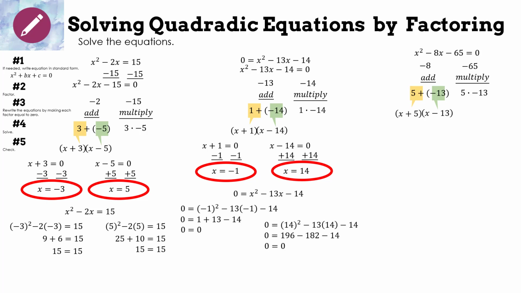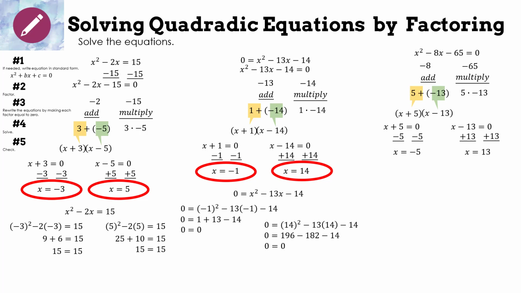Step number 3 is to rewrite the equations by making each factor equal to 0. So we're going to have x plus 5 equals 0. I subtract 5 from both sides, so x equals negative 5. For the second one, we have x minus 13 equals 0. I add 13 to both sides, so x equals 13.